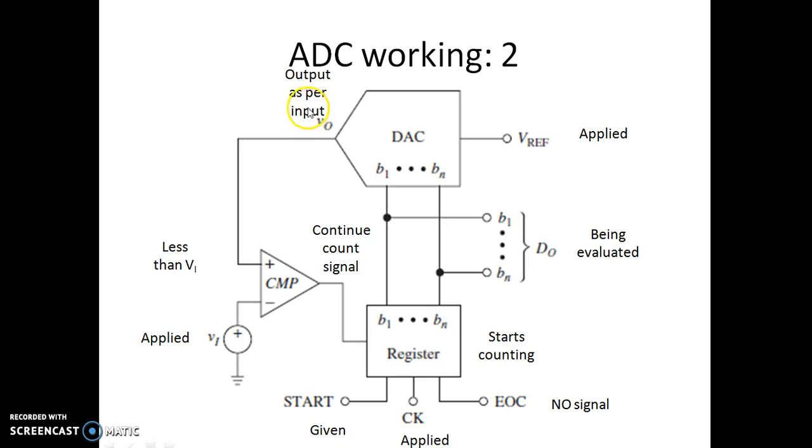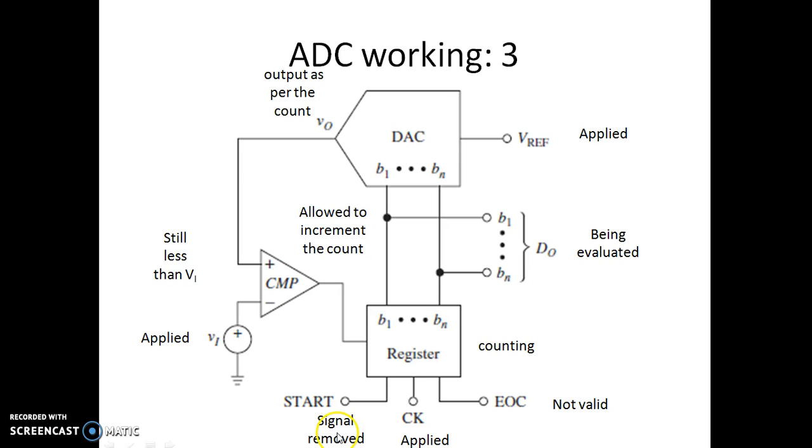That is again generating some output voltage, and that is again compared with this. As long as the output of your DAC is less than the applied voltage, this process keeps on continuing. Once you are given the start signal, that is enough. So in the next case, we can actually remove the start signal.